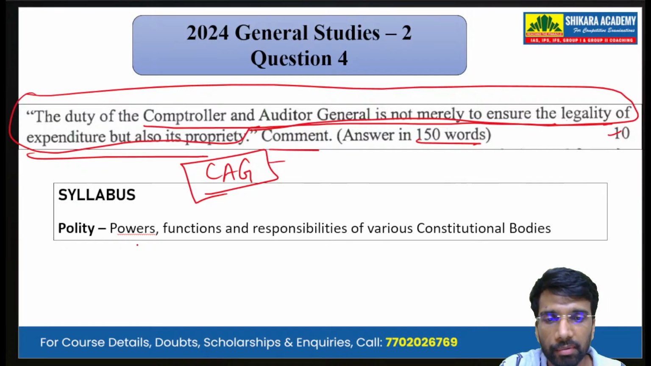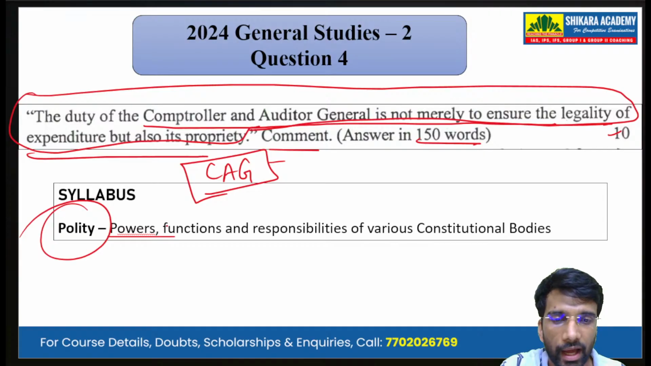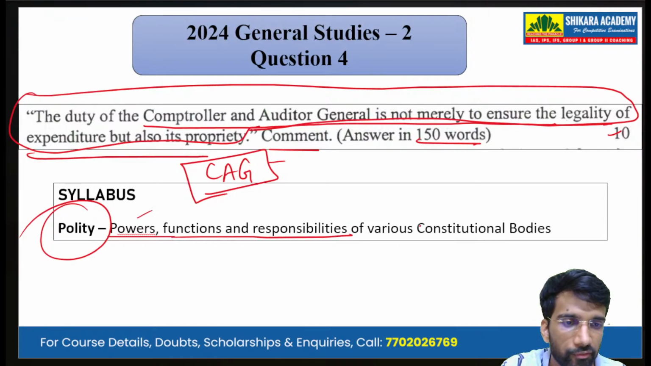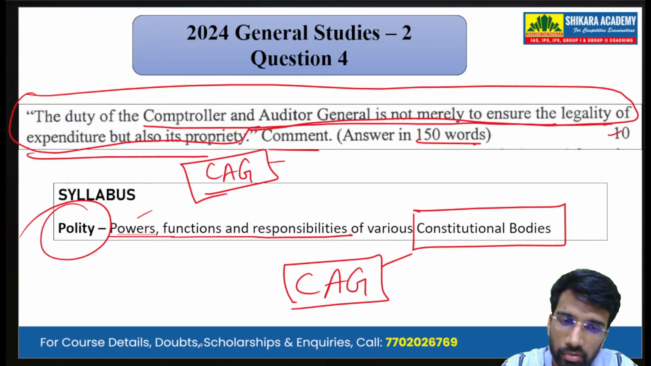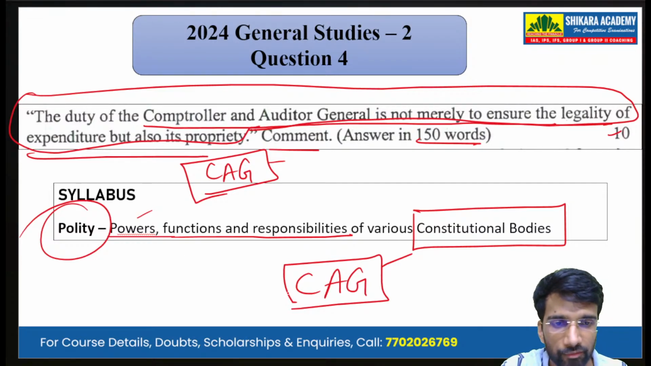Now mapping it with the syllabus, we can see that it is from the subject of polity and the topic is the powers, functions and responsibility of the various constitutional bodies. And we know that the Comptroller and Auditor General of India is a very important constitutional body. And here we have to discuss its powers and functions.